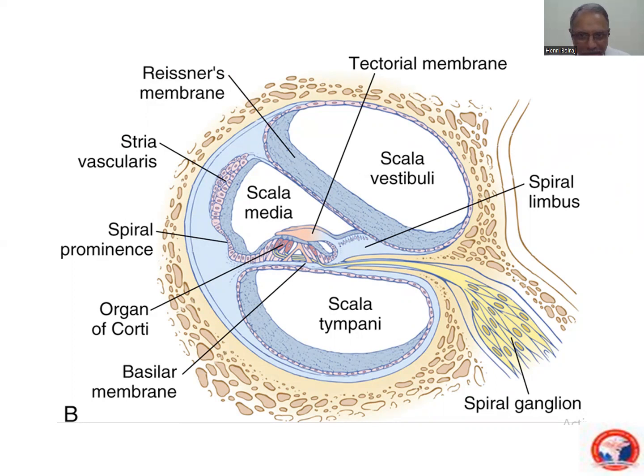The scala vestibuli also has perilymph and is responsible for the displacement of the basilar membrane and distortion of the stereocilia of the hair cells. Scala tympani supports the basilar membrane, and scala tympani also has perilymph. This is the basilar membrane, which holds the receptors for hearing, the hair cells, and they are called collectively the organ of Corti.